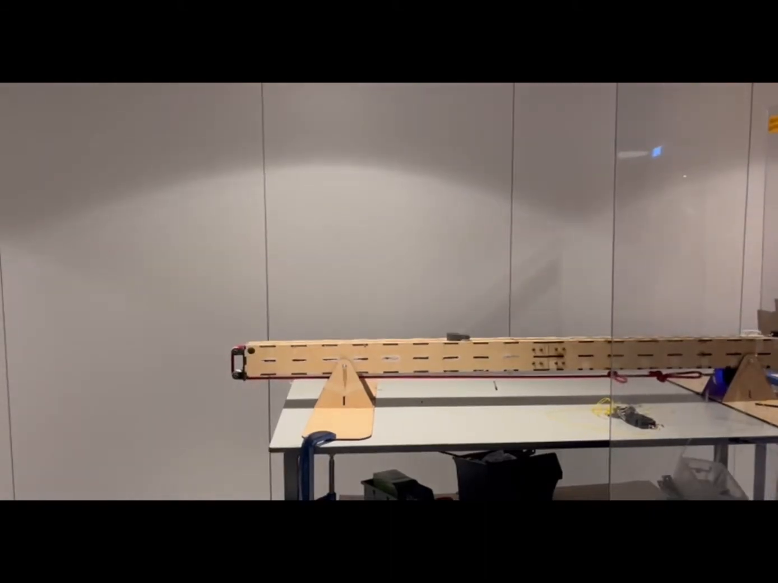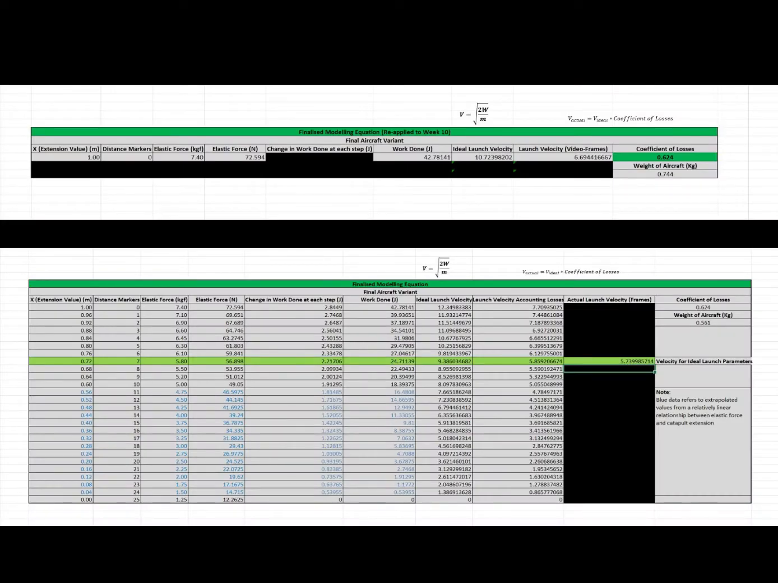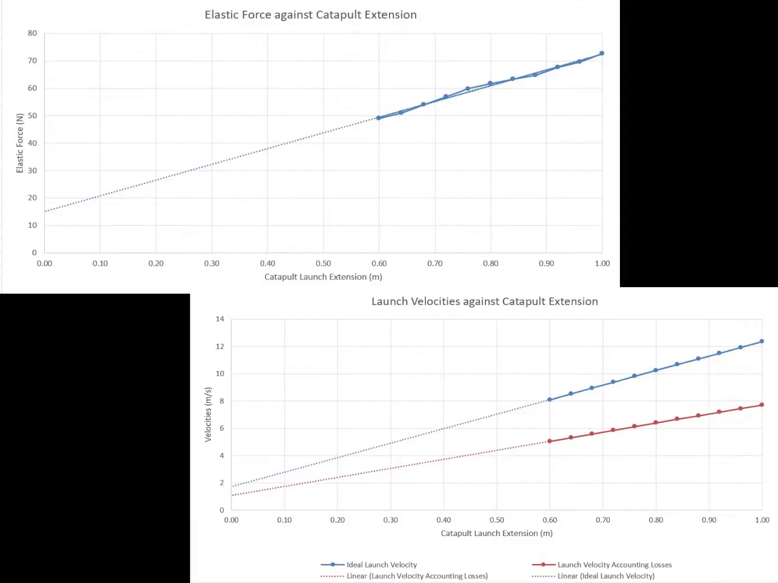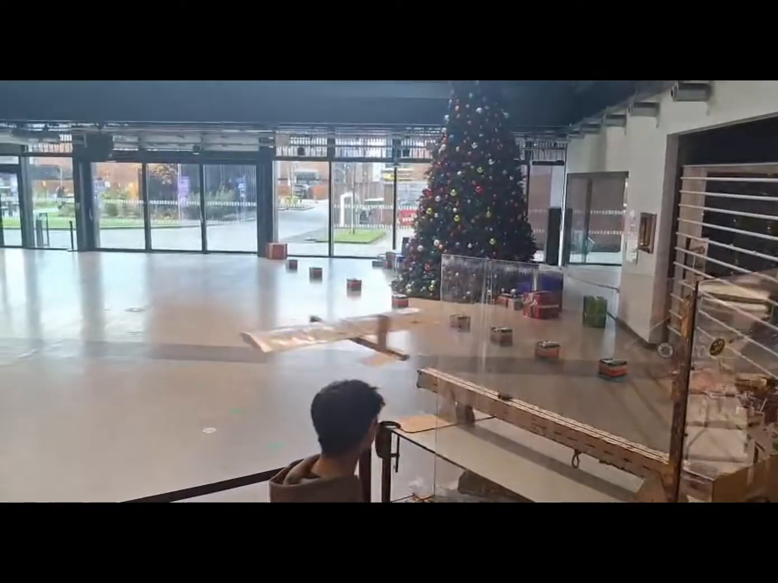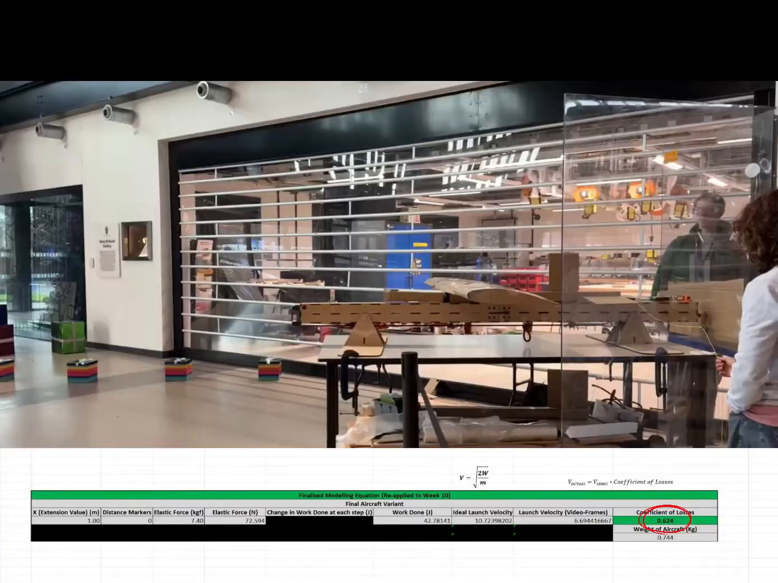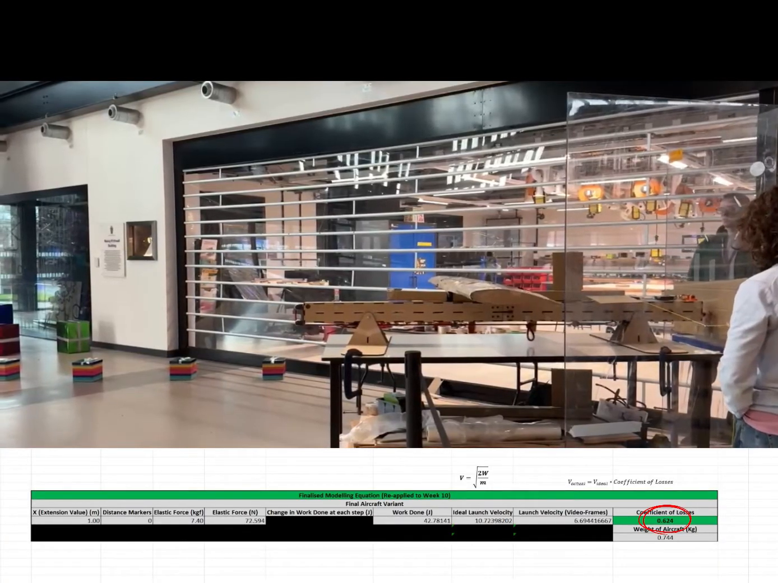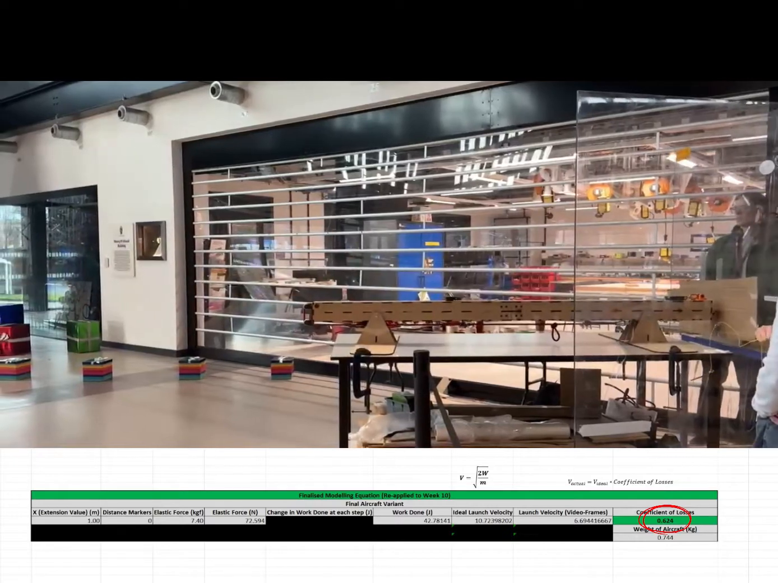Modelling the catapult launch and flight parameters, a mass balance was used to measure the elastic force of the catapult at different launch extensions. These values showed a near linear relationship between extension and elastic energy. We obtained the coefficient of drag from data on a Clark-White airfoil. The value of 0.05 was approximated within the typical range for an angle of attack of 12 degrees. The coefficient of lift was refined to match the simulated flight trajectory to the flight test on week 10. Thereafter, the coefficient of losses was calculated by comparing experimental launch velocity from the video analysis with the theoretical value.